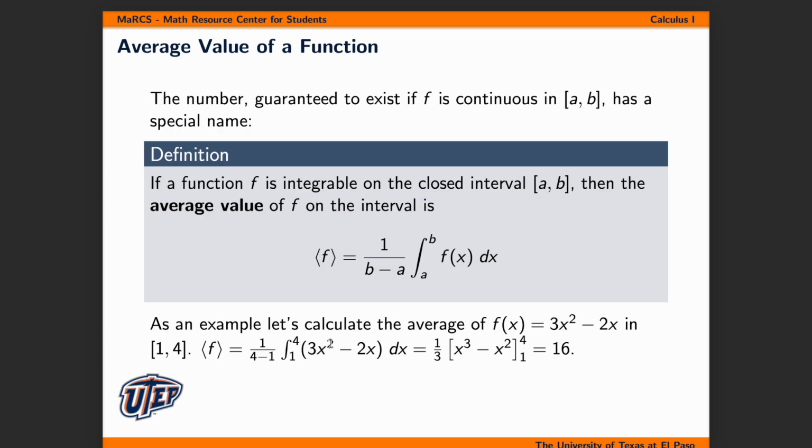Now we can integrate our function, so that'll be 3 times x to the 2 plus 1 divided by 2 plus 1, so that'll be x cubed right here because the 3's will cancel out, minus 2 times x to the 1 plus 1 divided by 1 plus 1. So x squared divided by 2 times 2, so the 2's will cancel out. So we are left with 1/3 from this term right here times x cubed minus x squared, and we need to evaluate at our limits. So that will yield 16. So our average value of our function on the closed interval from 1 to 4 is 16.